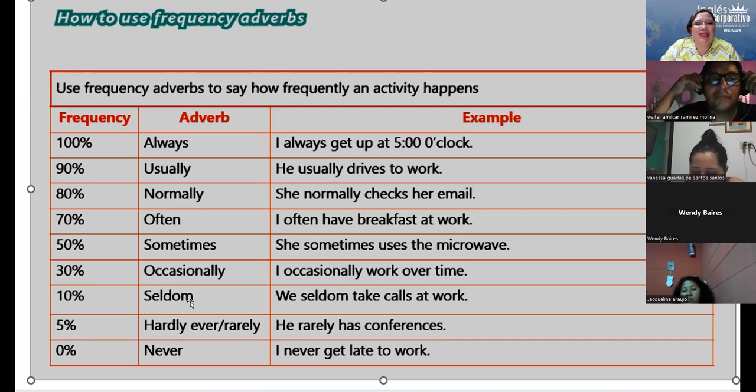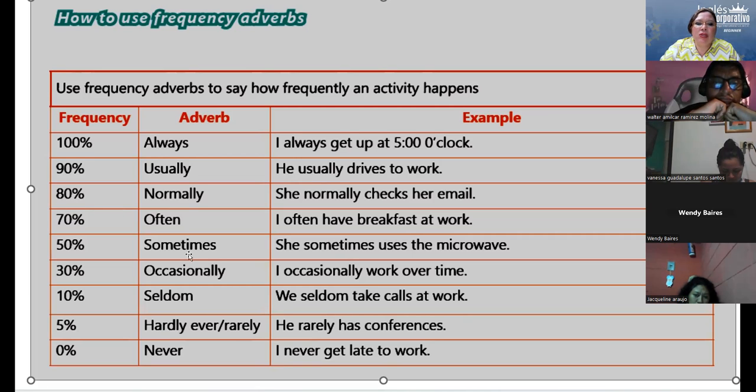Now, seldom. Seldom se parece muchísimo a hardly ever y a rarely. Y muchas veces se usa como indistintamente. Pero seldom todavía es un poquito más que hardly ever. Hardly ever es el que llamamos casi nunca, ¿verdad? Y existe el almost never. Almost never es bastante común, pero sabiendo que existe hardly ever, mejor usemos hardly ever, ¿ok? Rarely means escasas veces o raramente, ¿verdad?